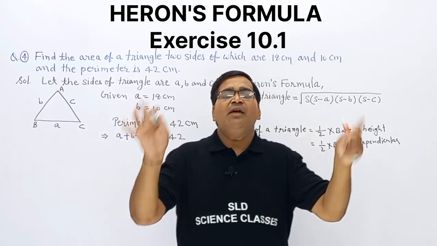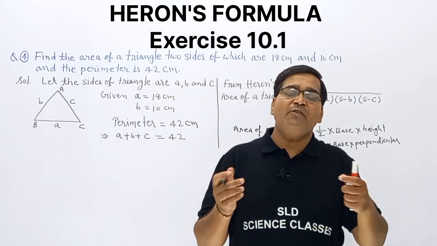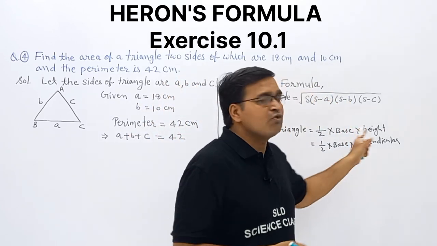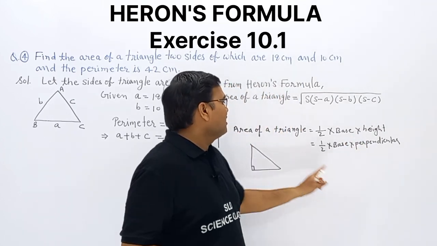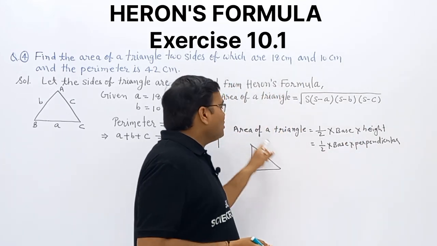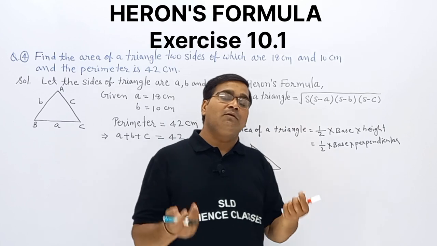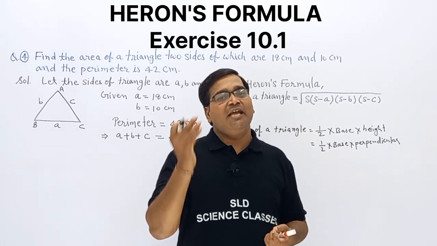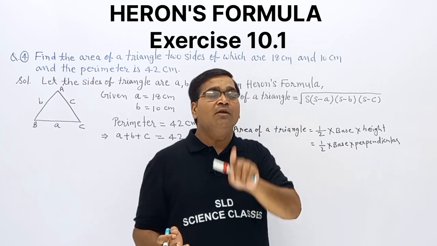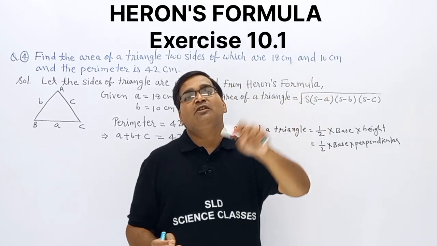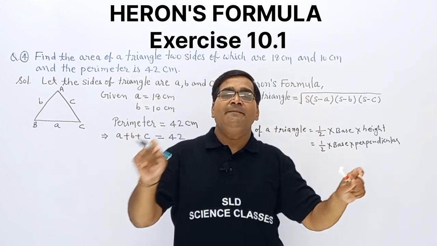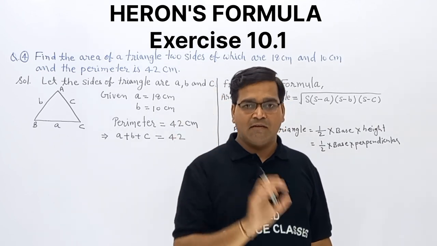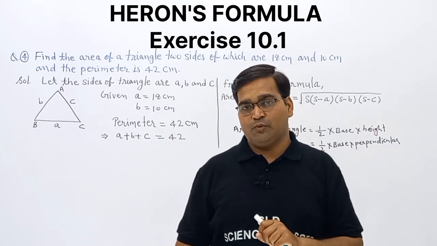But if we do not have the height, then how will we find the area? If the height is not given in the question and the triangle is not a right triangle, but we want the area, then how will we find it? Then this Heron's formula is very useful. If you do not have an exact idea of the height, then we will use this Heron's formula.